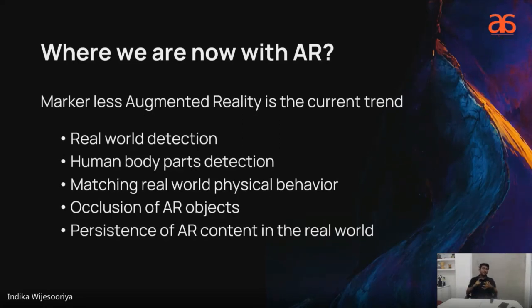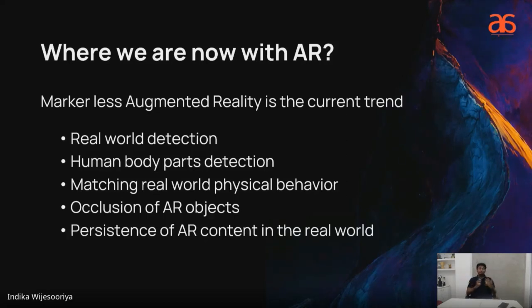So it's a combination of human body detection. And sometimes the ball tries to go behind the human. For that, we call it occlusion, right? If you are playing an AR game and you can see that this AR object goes behind a tree or goes behind a table, we have to do that mathematically, right? So for that we call it occlusion.